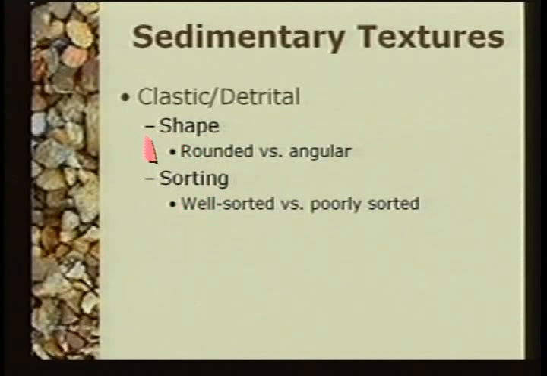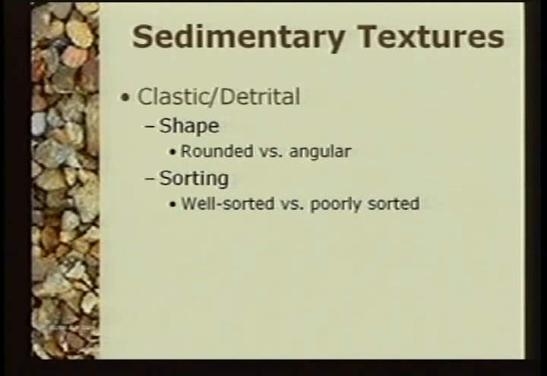Now, in a clastic texture, we look at the shape of the individual clasts and the sorting. Now, please take note, the shape does not mean the shape of the rock. The shape of the rock may be very round or very angular, but what you're looking for to classify according to a clastic or detrital sedimentary texture is the shape of the particles or clasts within the rock. We can have rounded or angular fragments. The sorting describes how well the different clasts fit in with each other. It's either well sorted or not so well sorted.